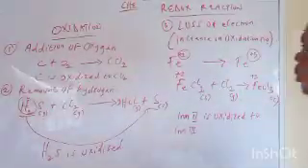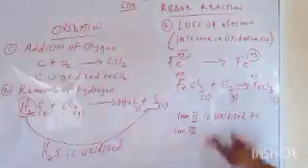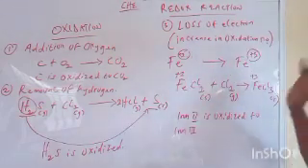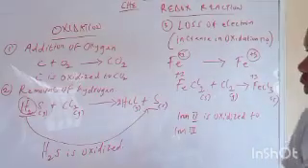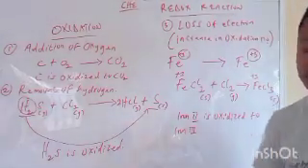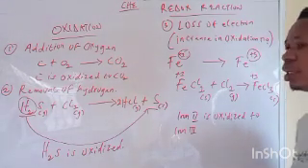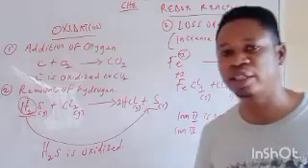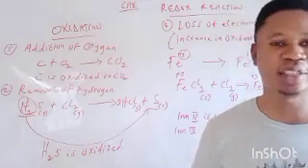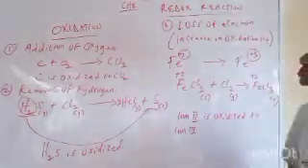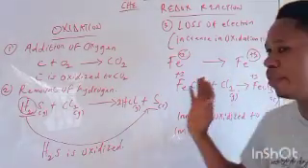And the final one is also loss of electron, which I simplified into meaning increase in oxidation number. Whenever there is an increase in oxidation number of an atom or an ion, such reaction is said to be oxidation. In my next video, I will explain in detail how to calculate oxidation number, because some students may not be able to calculate oxidation number of atoms.